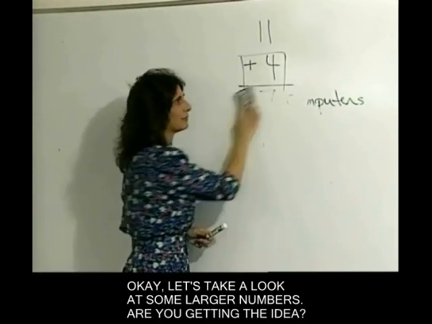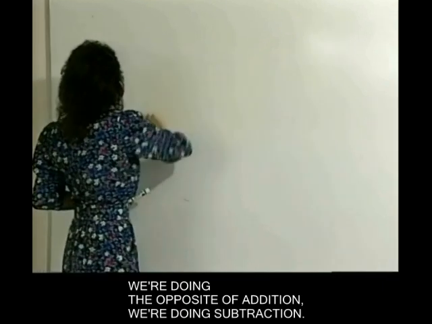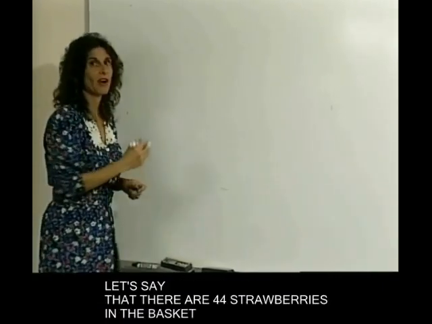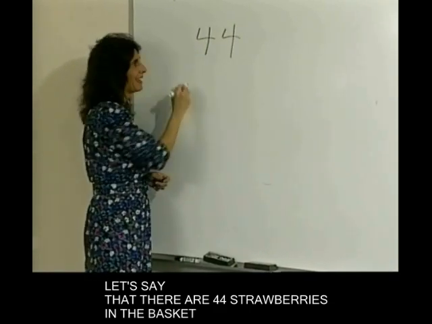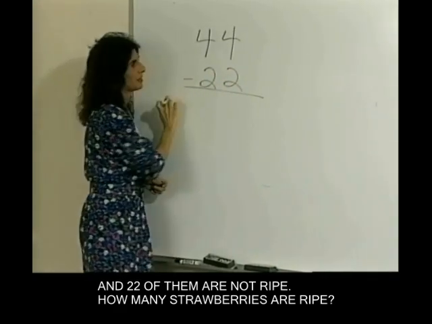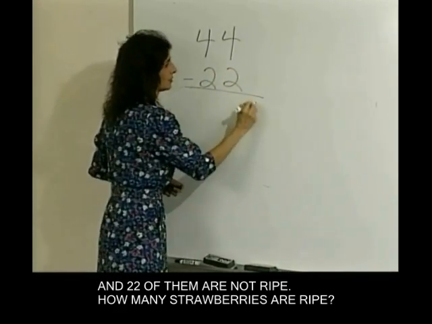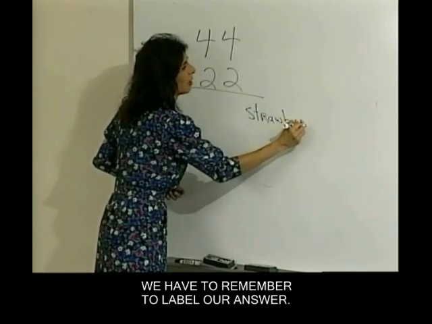Okay, let's take a look at some larger numbers. Are you getting the idea? We're doing the opposite of addition. We're doing subtraction. Let's take a look. Let's say that there are 44 strawberries in the basket, and 22 of them are not ripe. How many strawberries are ripe? So the answer is going to be in strawberries. We have to remember to label our answer.